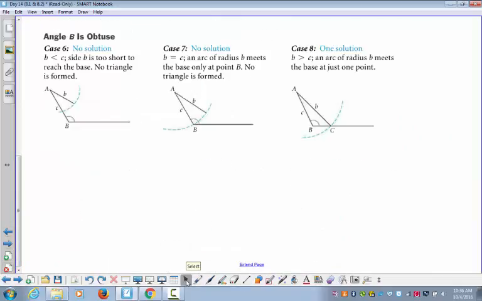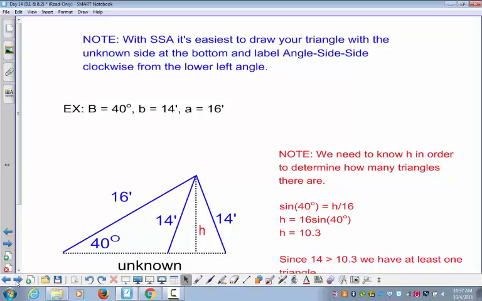So if that angle is obtuse, then all we need is that B is longer than C to form a triangle. As long as B is longer than C, then we'll make a triangle. So we'll have no solution if B is equal to or less than C. No solution. And if B is greater than C, then yeah, we'll have one solution. That is the complicated angle side side case. So let's try a few.